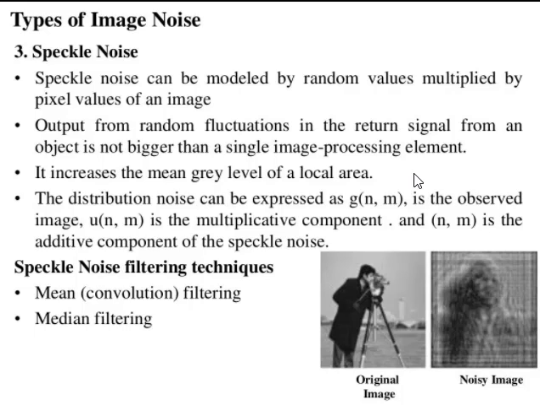The noise distribution can be expressed as G of n comma m, the observed image, equal to U of n comma m times the multiplicative component, plus the additive component of this speckle noise.